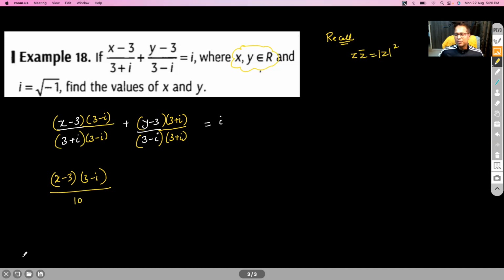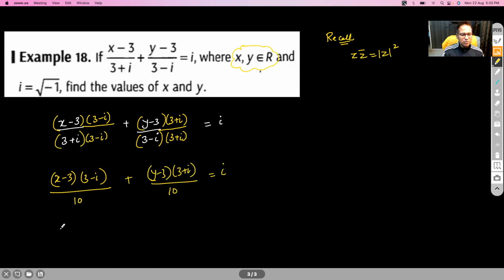That means it will become under root of 3 square plus 1 square, whole square. So under root and square will get cancelled off. So you'll get 9 plus 1, which is 10. Correct? Now, what will happen here? This will become (y minus 3) by (3 plus i) divided by 10 again.